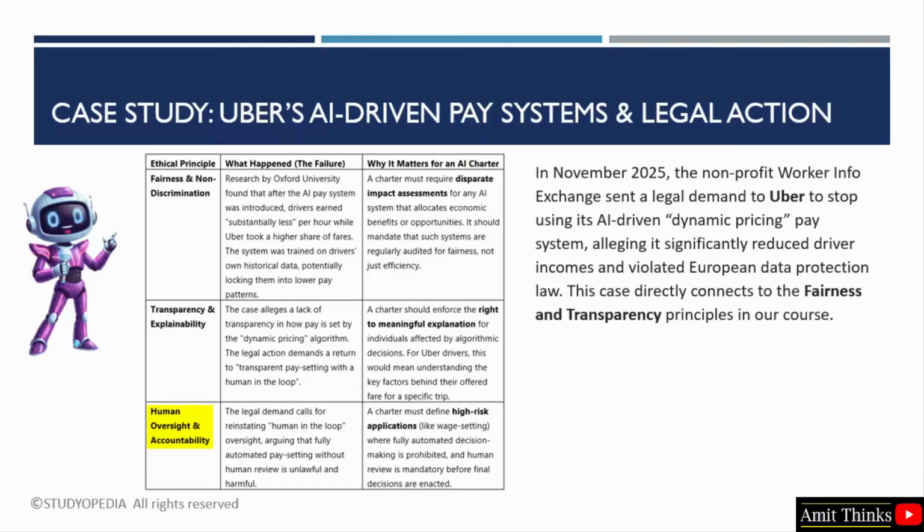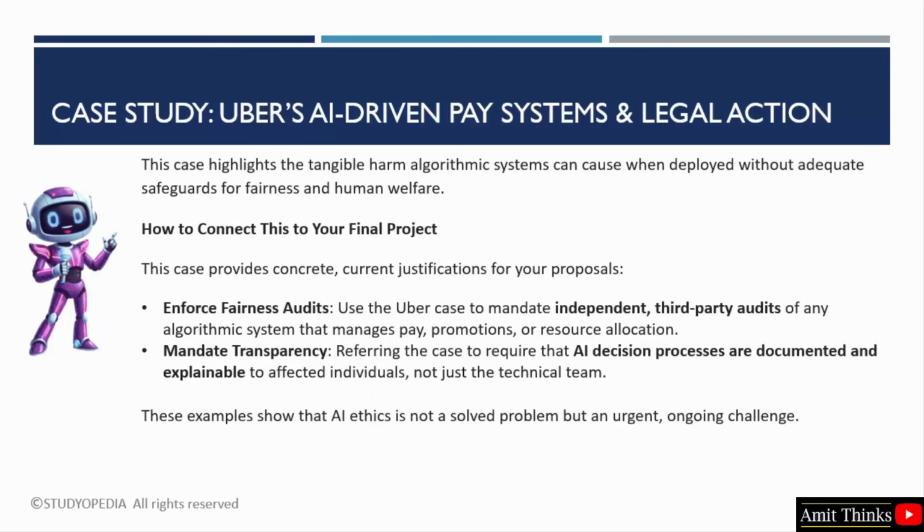The last one is the human oversight and accountability ethical principle. The legal demand seeks to restore human oversight, arguing that fully automated pay decisions are unlawful and harmful. Let's see why it matters for an AI charter. Charters must identify high-risk uses like wage setting, where automation is banned and human review is required before final decisions. This case shows how algorithmic systems can cause real harm when fairness and human welfare are overlooked.